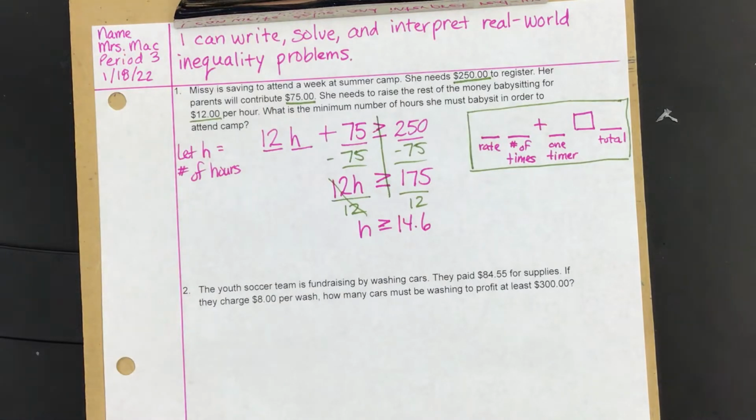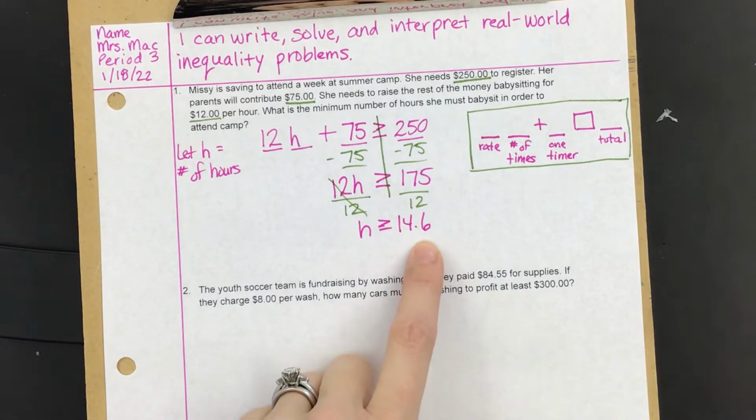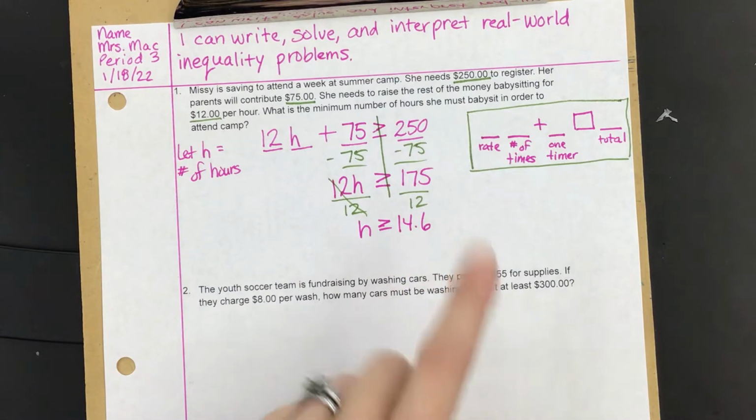Now, question for you. Let's assume that she can only work full hours. She can't work half hours or 0.6 of an hour. Would you round down to 14 hours or round up to 15? Up, right? Because she's trying to make enough money, and if she does 14, then she's 0.6 hours short of her goal.